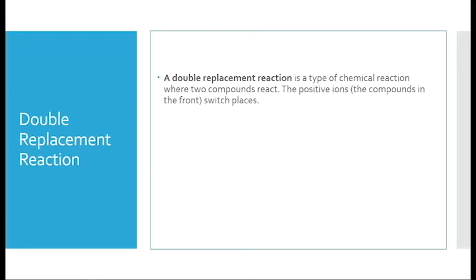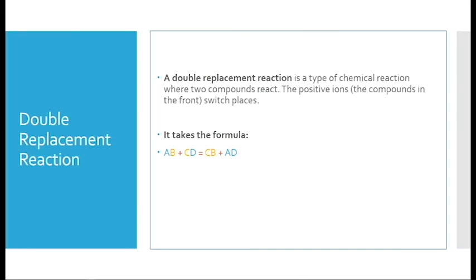Next, and lastly, we have a double replacement reaction. A double replacement reaction is a type of chemical reaction where two compounds react. However, this time, the positive ions, which are found in the front of the compound, switch places with each other. It takes the formula AB plus CD equals CB plus AD. So now we see two compounds. So in the first reactant, we have AB. A is going to switch with C. Therefore, it becomes CB and AD.